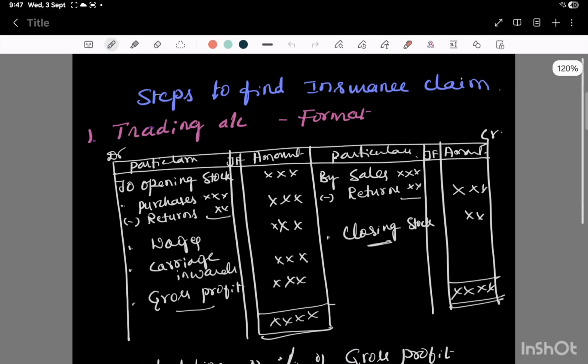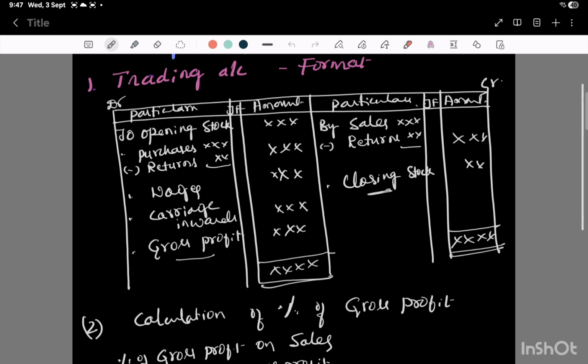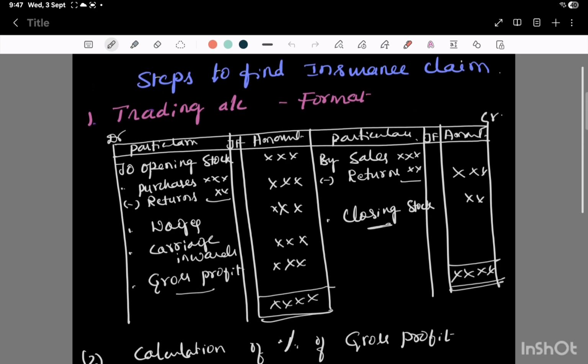First, you are going to prepare the trading account. The same format that we follow, debit and credit. We start with the opening stock and purchases. If there are returns, we have to take returns also. Wages and other expenses, manufacturing expenses, carriage inwards, all these expenses are to be taken. On the credit side, sales less returns, and the closing stock given in the problem are considered. And you are going to derive the gross profit.